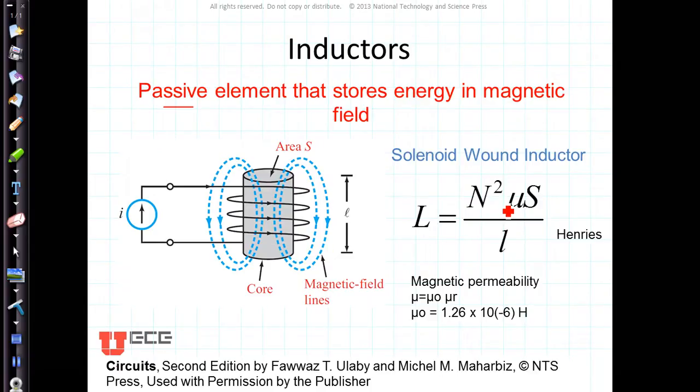The inductance is given in henries, and it's N squared. That's the number of turns, the number of coils, squared, times the magnetic permeability times the area, that's the surface area of this core, divided by the total length, and again it's given in henries.